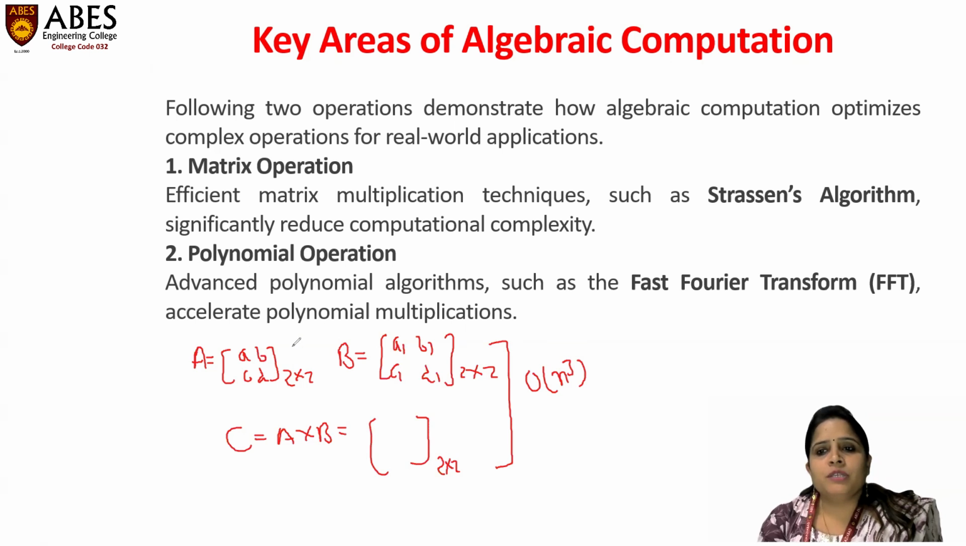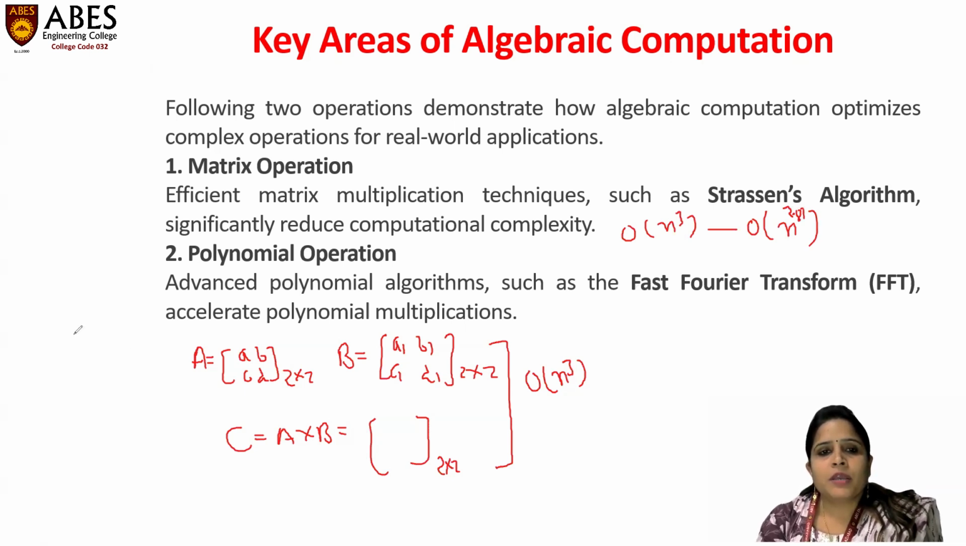With the help of some algebraic computations, efficient matrix multiplication techniques such as Strassen's algorithm significantly reduce this computational time complexity from order of n cube to order of n raised to the power 2.81, right?